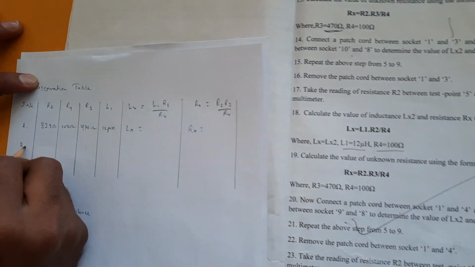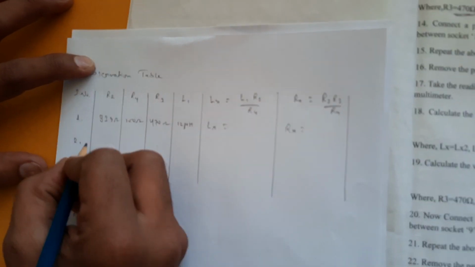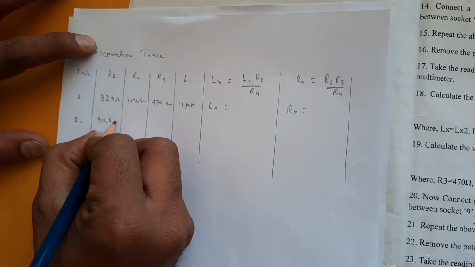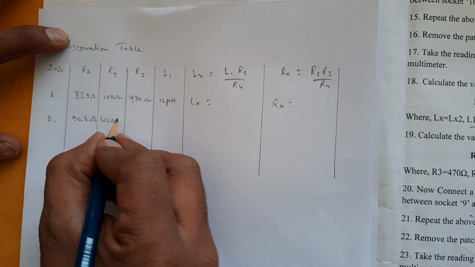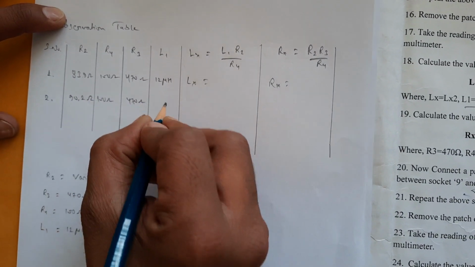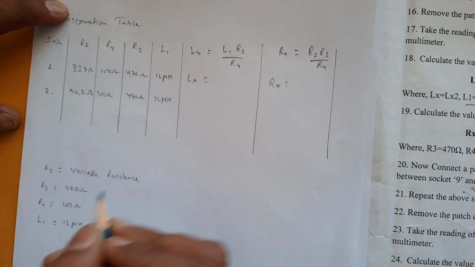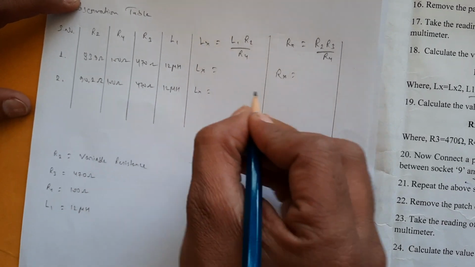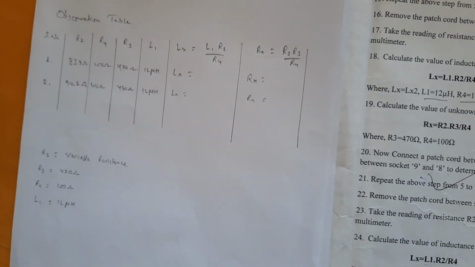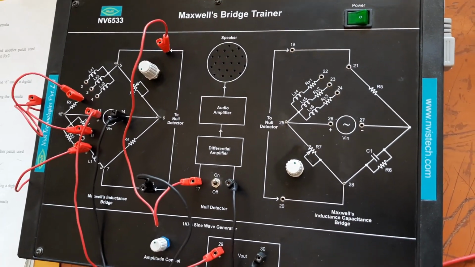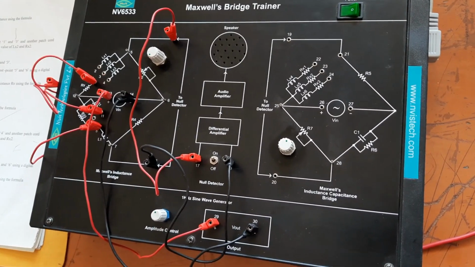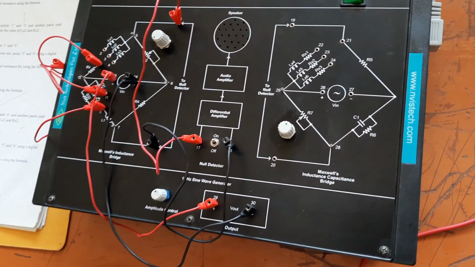So in the second set of the experiment, you are getting R2 equal to 90.2 ohms. Your R4 is 100 ohms, R3 is 470 ohms, L1 is 12 microhenry, and in this manner you can calculate your Lx and Rx. Similarly we can get our other sets of observation. This one is your Maxwell inductance bridge to calculate your unknown inductance.